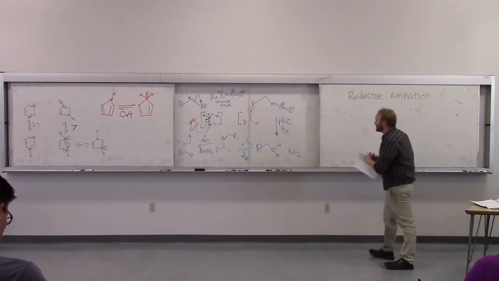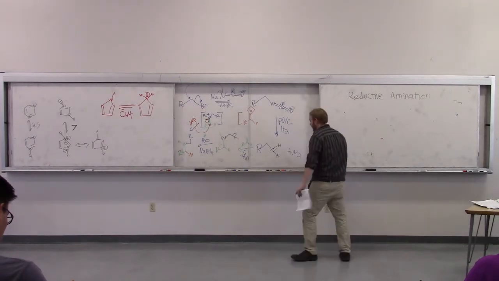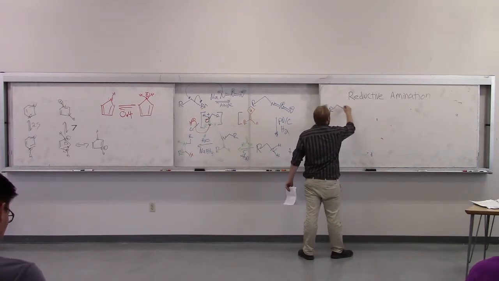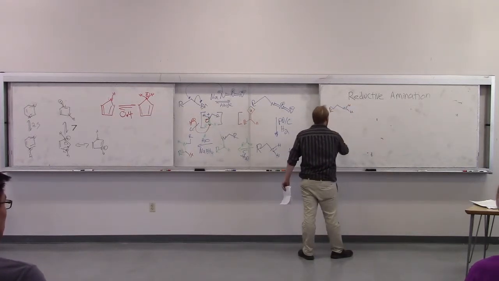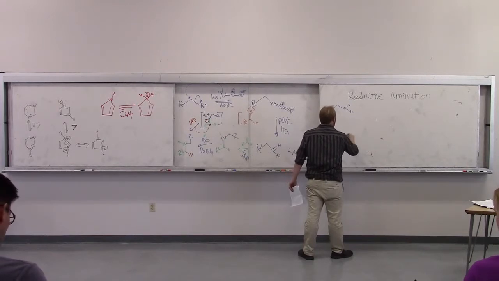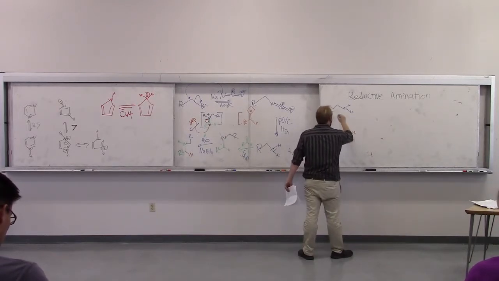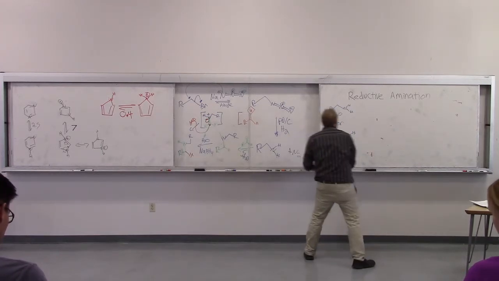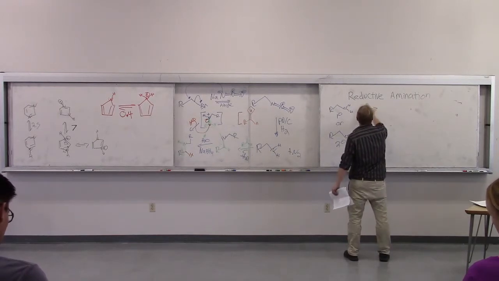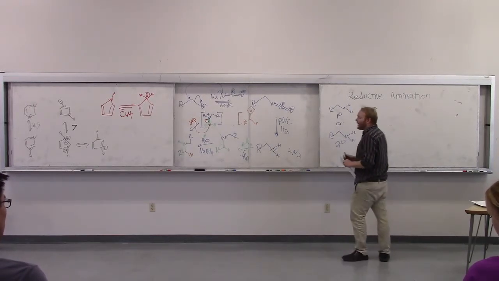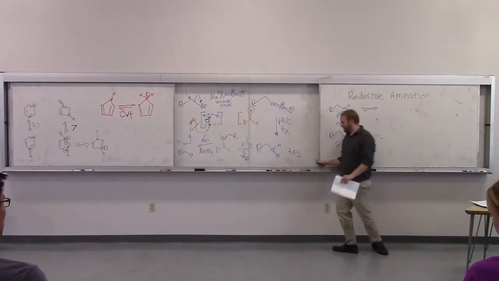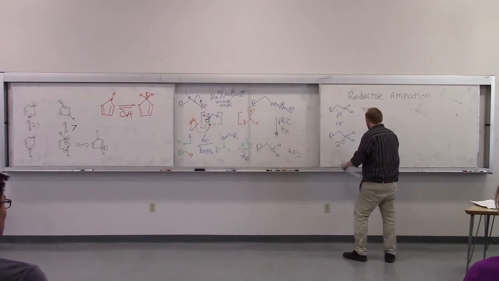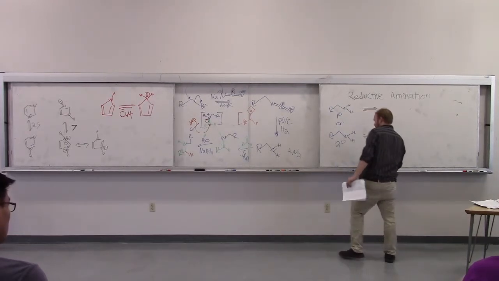Reductive amination. So once again, what you do is you take your amine, either a primary or a secondary amine, you take either an aldehyde or a ketone. So I'll do an aldehyde in this case, in the primary case, and a ketone.